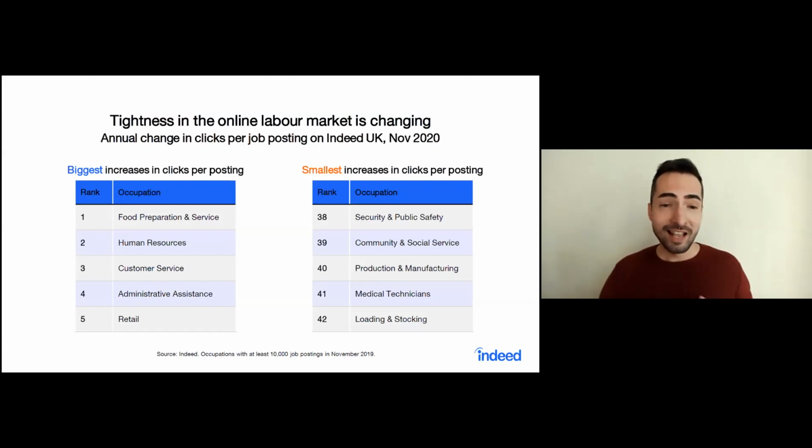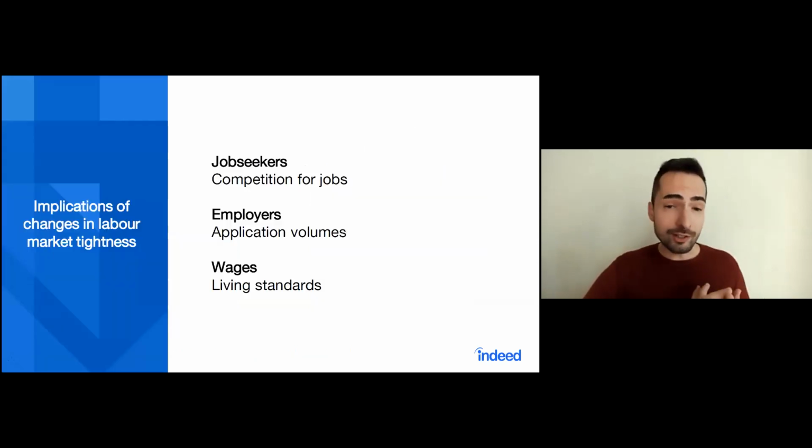Next slide, please. They do matter for job seekers, first and foremost, because the balance of supply and demand really affects competition for jobs in different occupations. They matter for employers, because some are likely to see huge application volumes, much higher than others, while some will continue to struggle to fill certain roles despite the crisis and despite the potential for unemployment to rise. Those are jobs, for instance, in nursing or technology and software.